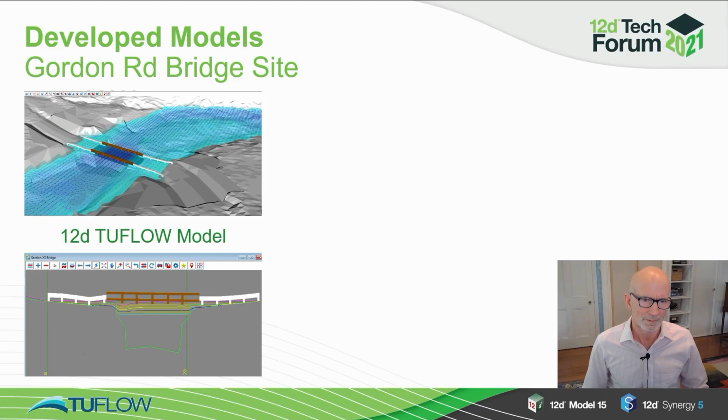So for this site, and they've done a good survey as well, we've got a 12D TUFLOW model. You can see the flows coming down from left to right. There's the bridge there, cross section here. Interesting to see a bit of a set down on this corner here, and that's occurring where you're getting these high velocities cutting in around this part of the bridge.